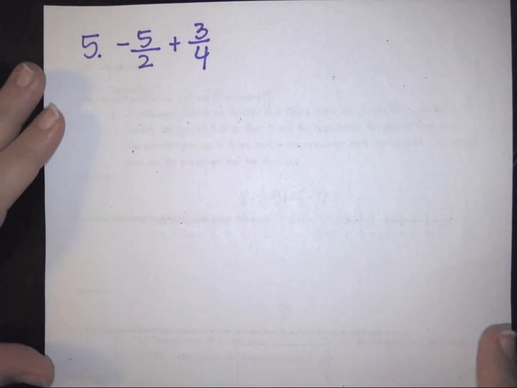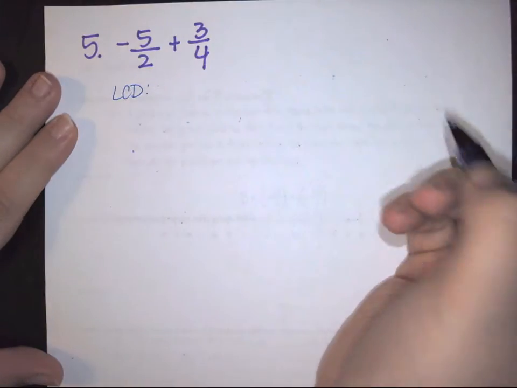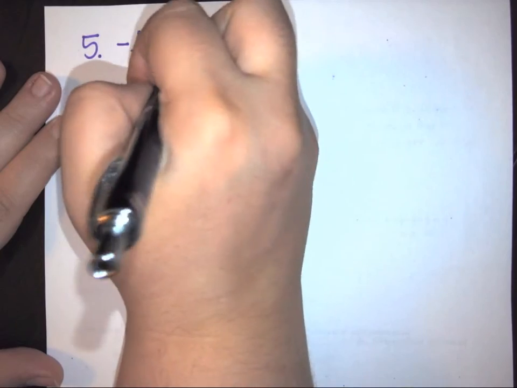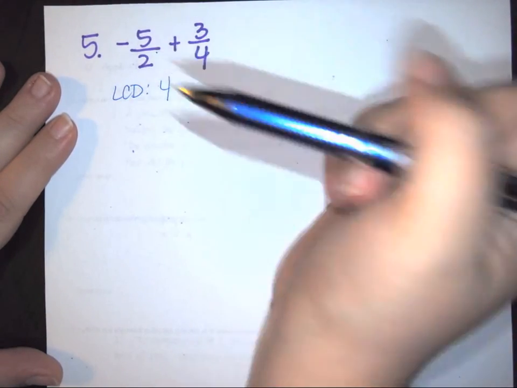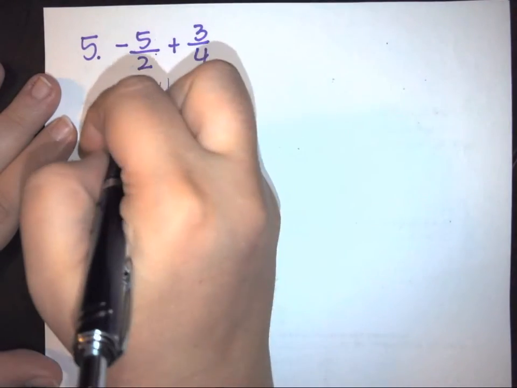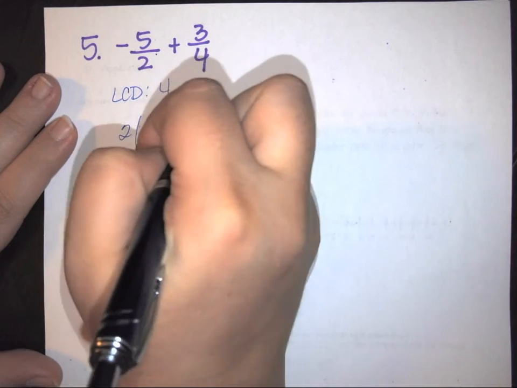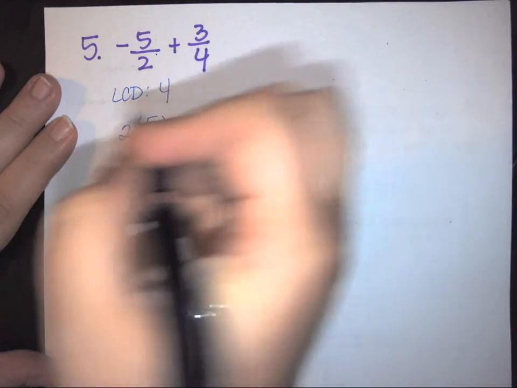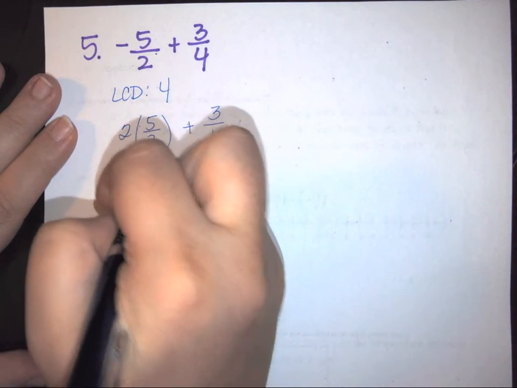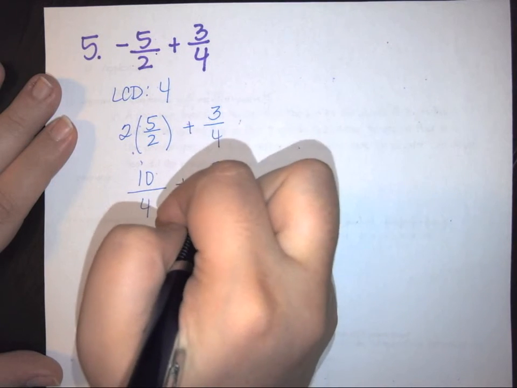Now here I have two fractions, okay? And so again, I have to first figure out a least common denominator. Between 2 and 4, that would be 4. So I have to ask myself, what do I do to my first fraction to get 4? Well, I have to multiply everything by 2. So this is going to be 2 times my 5/2, and then plus the 3/4. So this becomes 10/4 plus my 3/4.